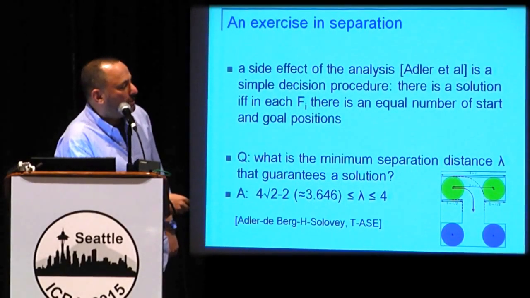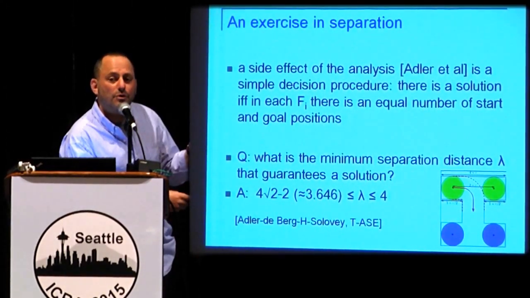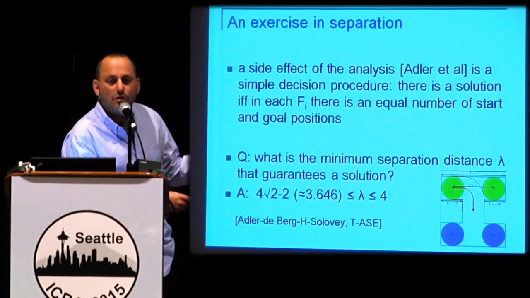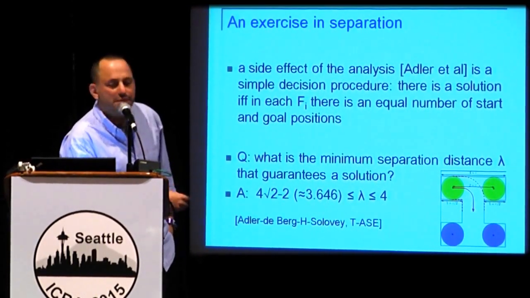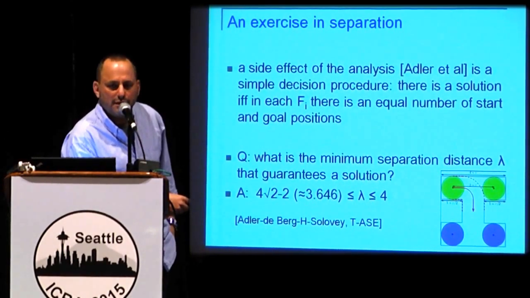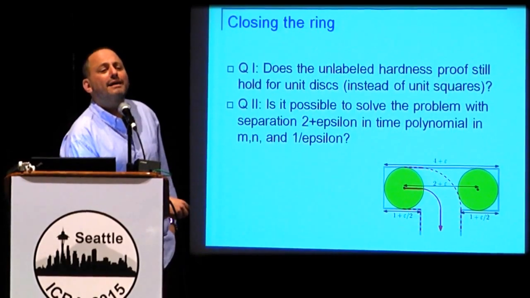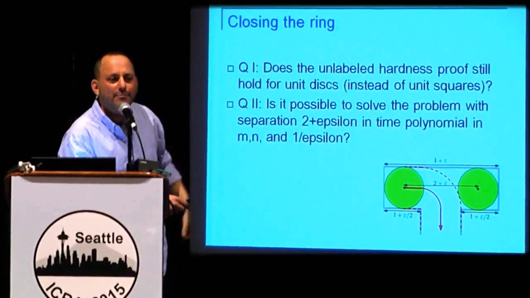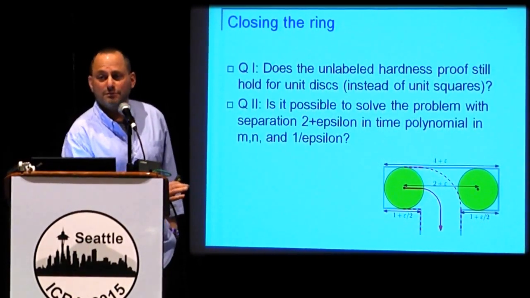If you go below 3.6, then even though you have the same number of start and goal positions in each connected component, your problem might not have a solution if you have a separation of less than 3.646 between the start and goal positions. So what I mean by closing the ring, I think that we have put a siege around this unlabeled motion problem from many directions. It is not yet completely settled.